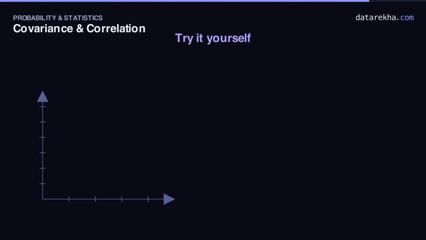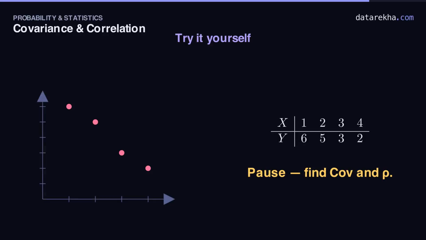Your turn. Here are 4 points, and this time the cloud falls. Study hours 1 to 4, marks 6, 5, 3, 2. Pause the video and find the covariance and the correlation yourself before I do.